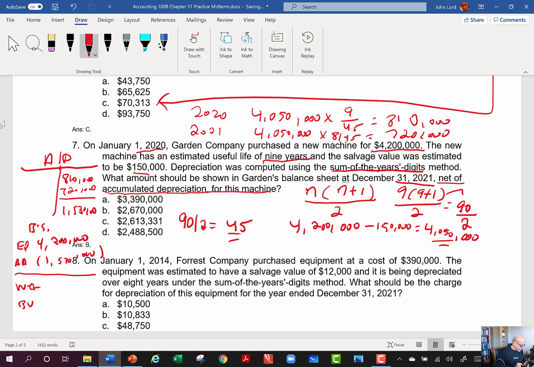And again, I'm going to verify my calculation here. $4,200,000 minus $1,530,000 is going to give me $2,670,000 that's showing up as the net book value, answer B. The answer is kind of buried in the middle of my calculation there.